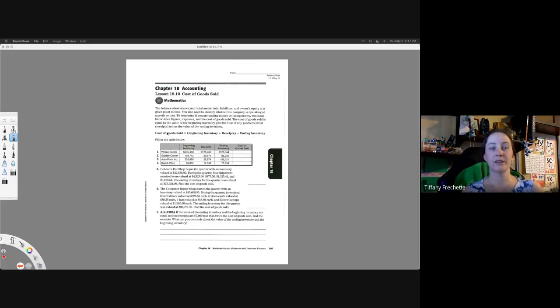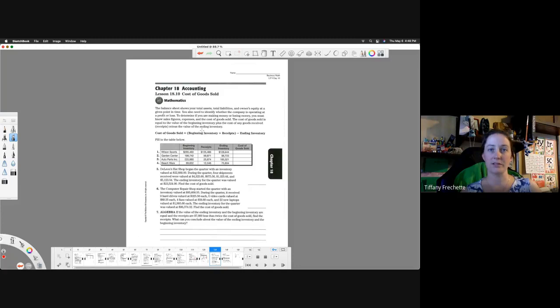So the formula they want us to use here is cost of goods sold equals beginning inventory plus receipts minus the ending inventory. If we look at this very first table, I'm just going to look at number 1, and then we'll look down at one of the word problems. We are given some very basic information: the name, Wilson Sports, Garden Center, Auto Parts Inc., Beachwear. The name of the company is not terribly important, but we are given the beginning inventory, the receipts, and the ending inventory. So we're given the 3 pieces we need to use this equation.